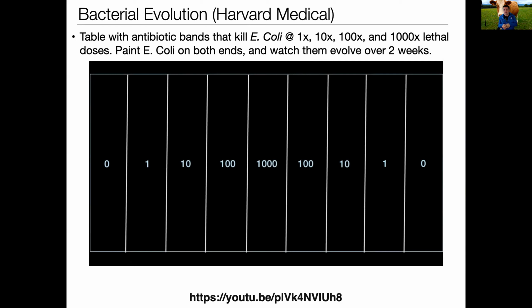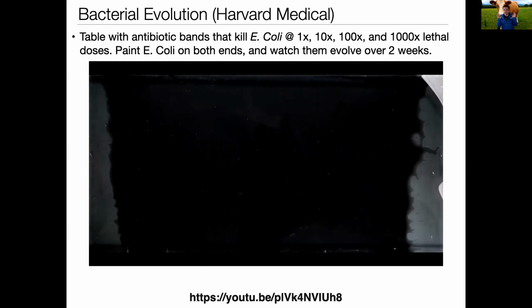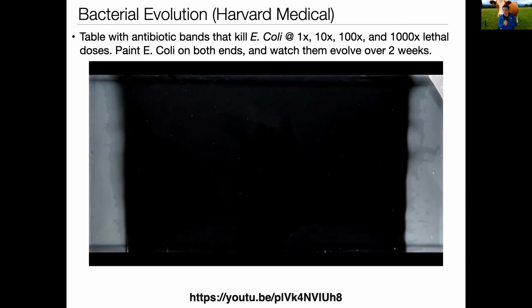And then in successive strips, they put antibacterial material down that has 1, 10, 100, and 1,000 times the lethal dosage to kill E. coli bacteria. So the antibiotics are laid down. Then they put E. coli on each of the ends, and then they just watch the E. coli grow for 2 weeks. So this is a time-lapse movie over the course of 2 weeks.